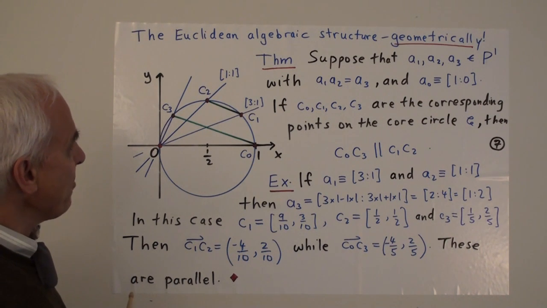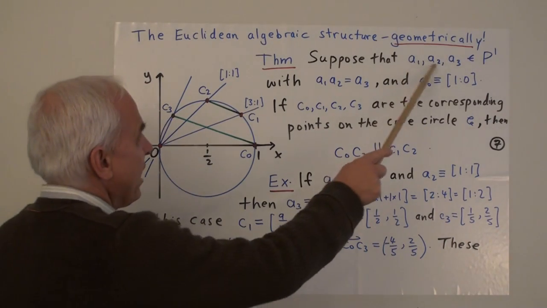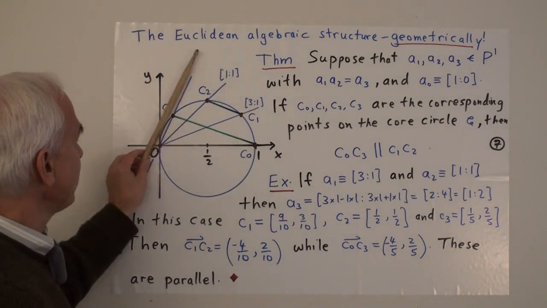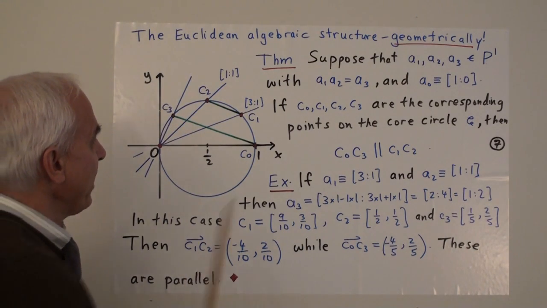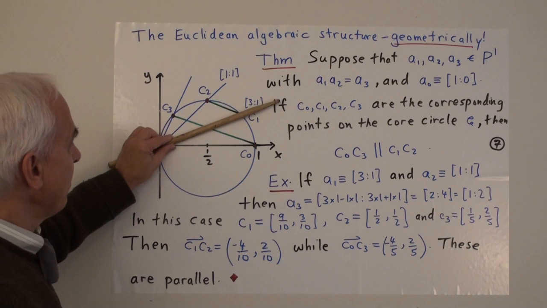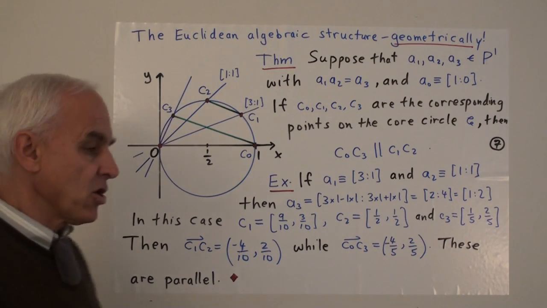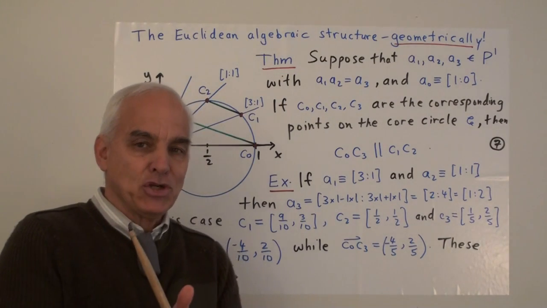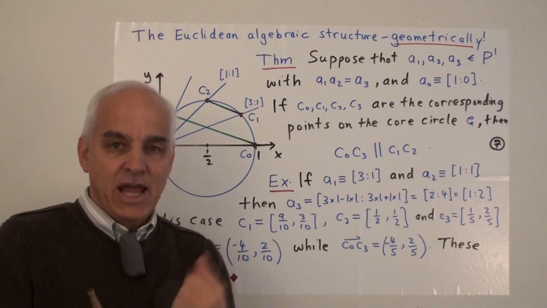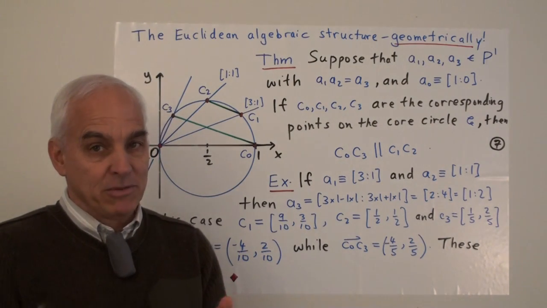So here's the theorem. Suppose that A1, A2, A3 are projective 1 points with the property that A1 times A2 equals A3. Now this is in the context of that multiplication of projective 1 points that we defined when we were talking about rotations. It's basically the same as complex number multiplication.